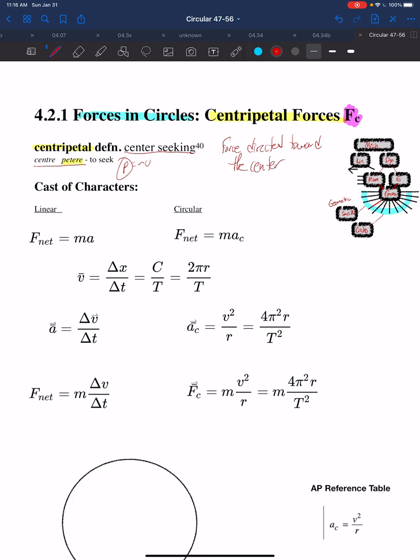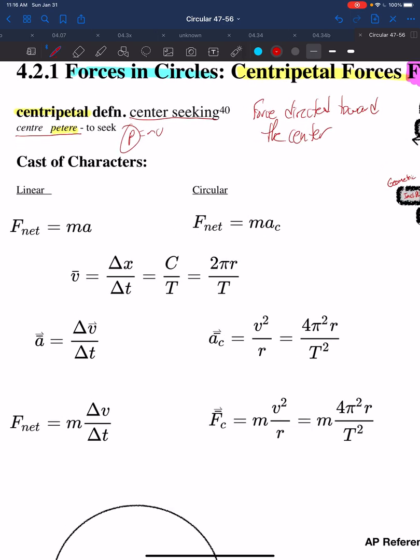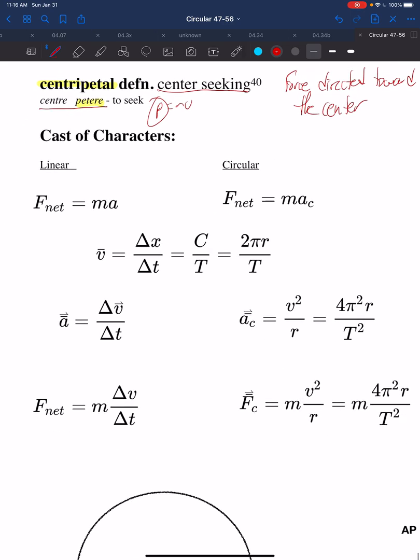Our cast of characters in this case can be broken down into linear and circular versions of formulas and relationships we have. So we are very well familiar with Newton's second law, F net equals ma. Well, in a circular context, we can say the net force that's causing the acceleration is due to the mass times the centripetal acceleration. Centripetal acceleration.